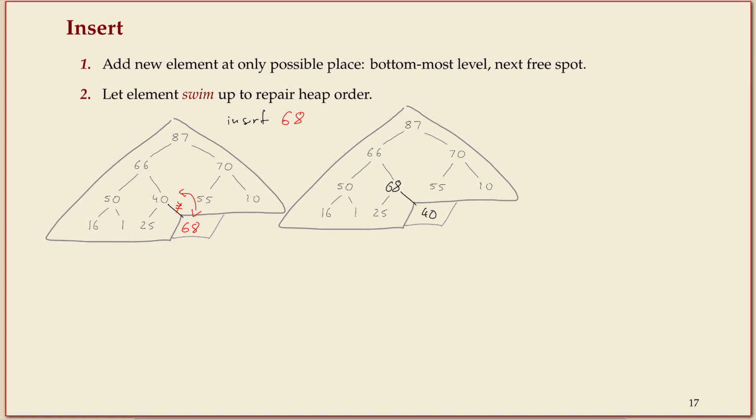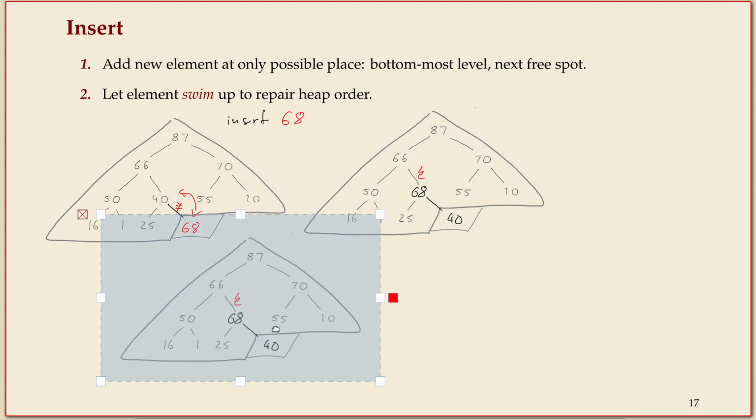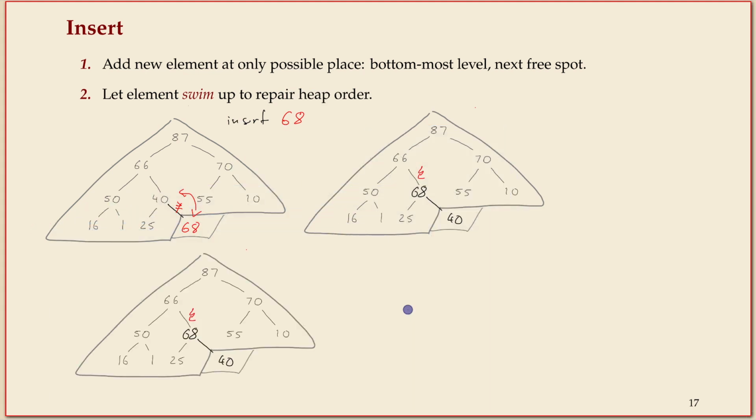Now we have another violation here. This also is in the wrong order. So we have to do it again. Again, we have a violation, so we swap it with the parent. If we do that here, we have the 66 down here, and then the 68, the new element, is up here. Now the order here is the right way, and the order down there is also the right way.